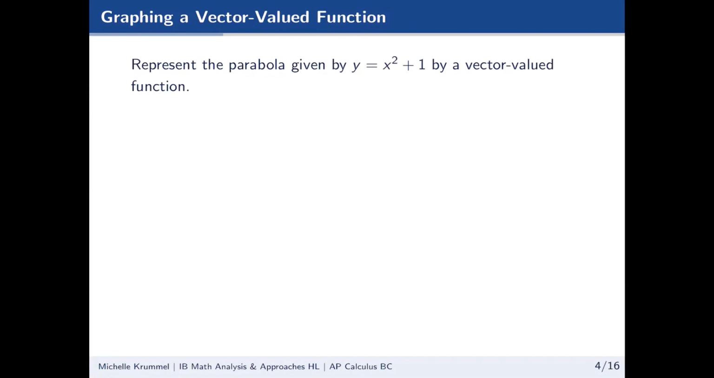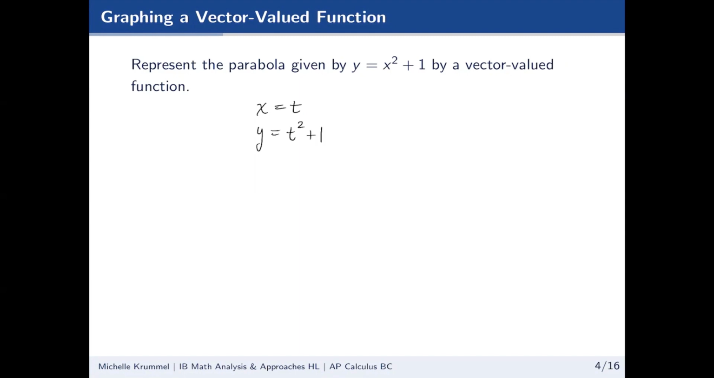So how would we write this as a set of parametric equations? The easiest way to convert a rectangular equation into a parametric equation is to either choose x and let that equal t, or choose y and let that equal t. In this case, it would be easier to just let x equal t. We have x equal t. And then once we've decided that, we can just substitute t in for x, and we get y equals t squared plus 1.